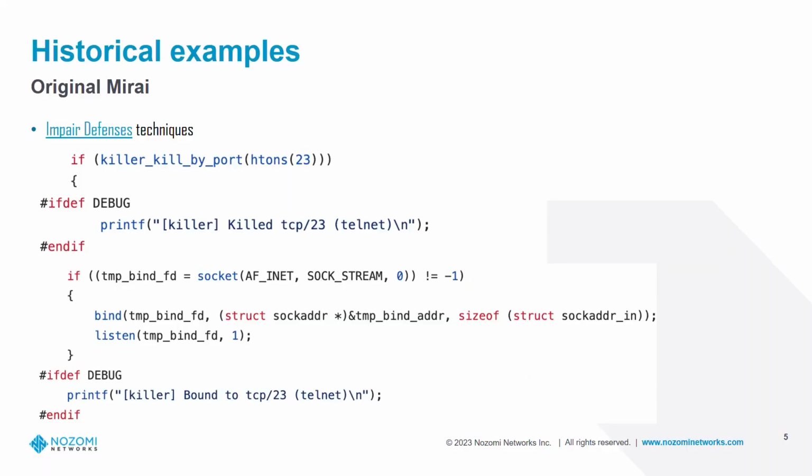Finally, when we talk about impaired defenses, the author made sure that, first of all, it becomes more difficult for the operator to connect to the compromised instance and fix it by killing telnet and SSH ports, and also port 80 for web interface. And on top of that, they are creating a fake listener in order to prevent it from being restarted again easily. This is it. This was Mirai.